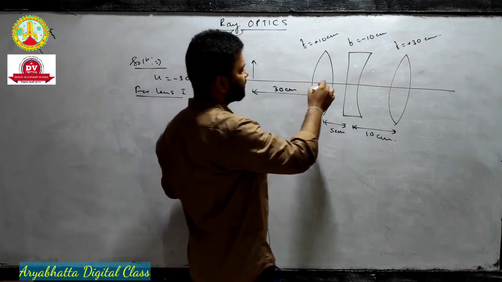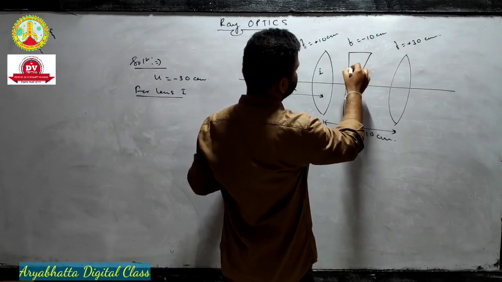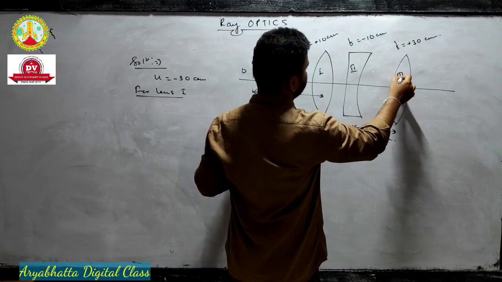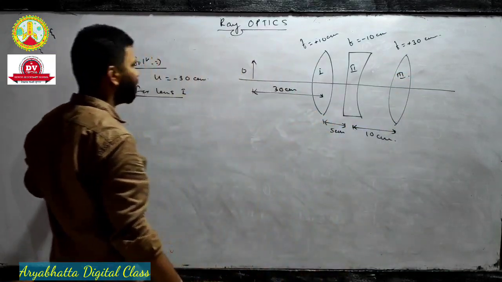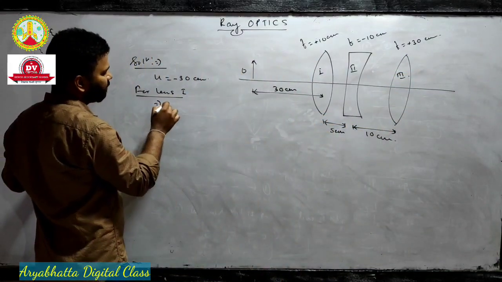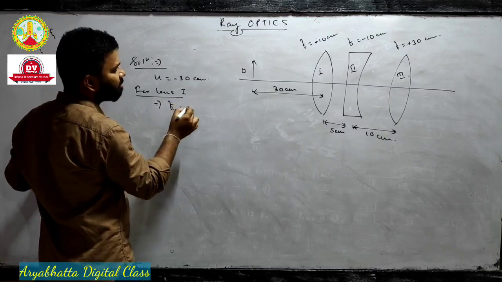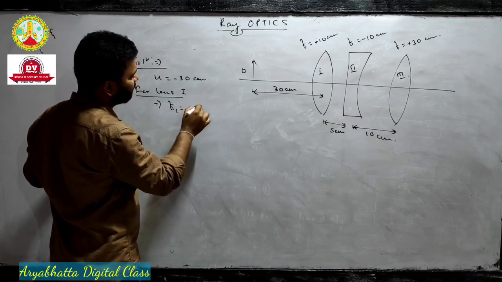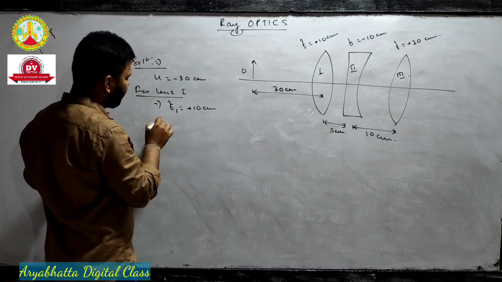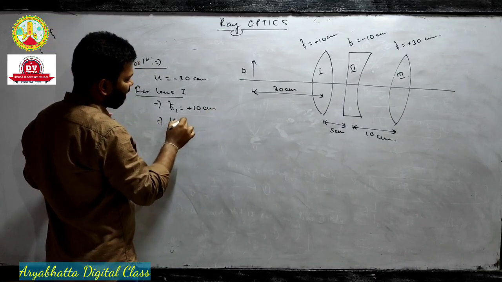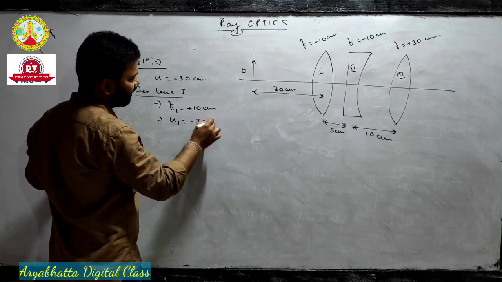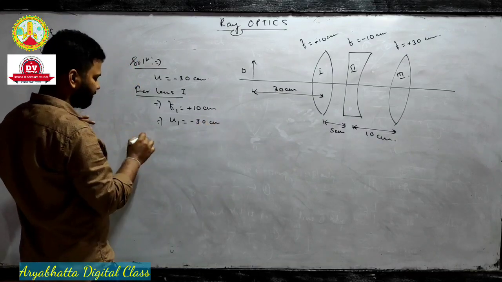This one is lens number, say, 1. This is lens number 2. This is lens number 3. For lens 1, focus is given as plus 10, convex lens. U is given as minus 30. So what is V1?